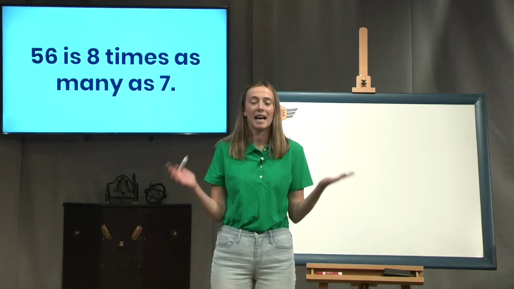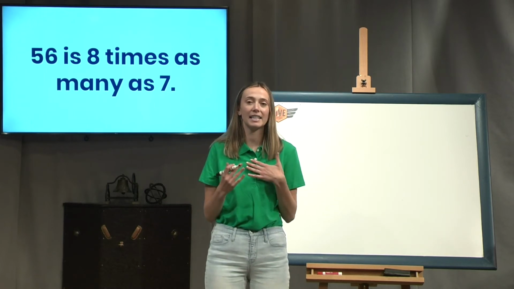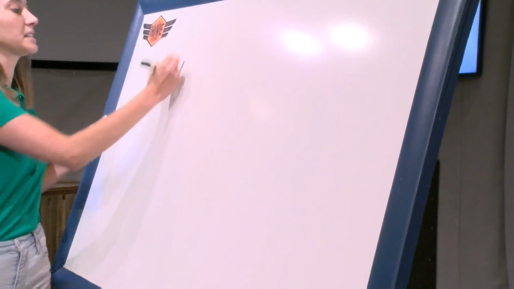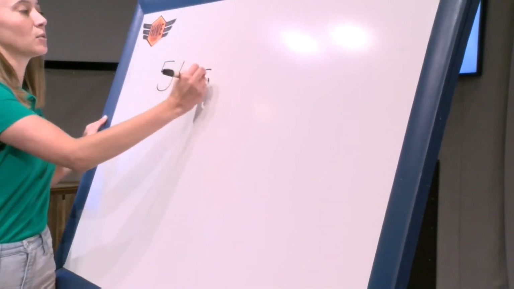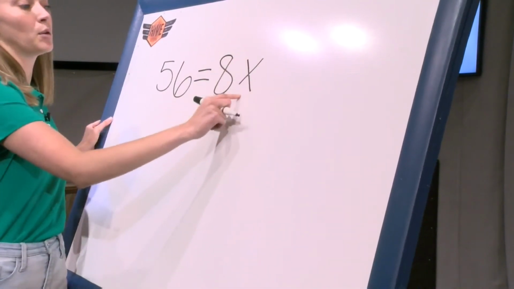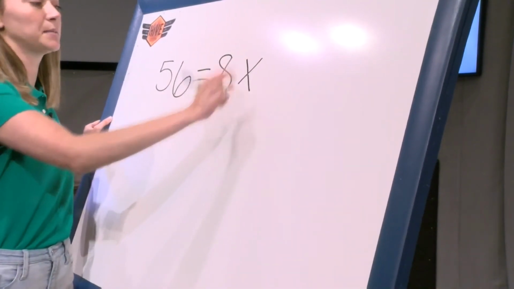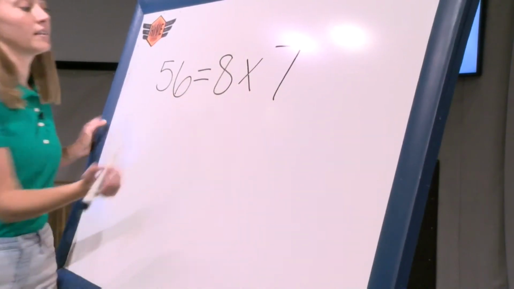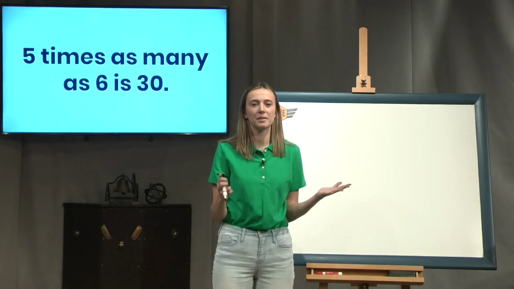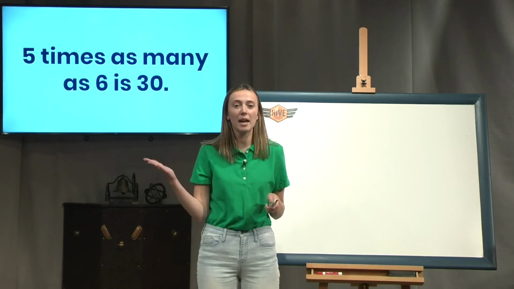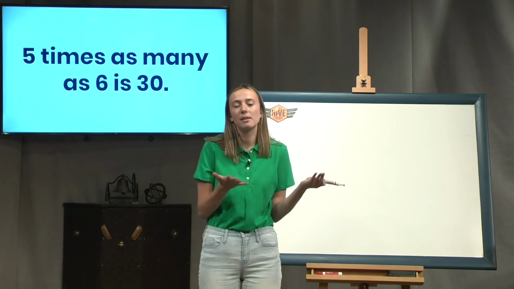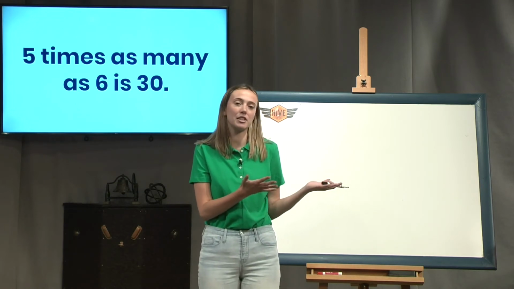All right, time's up. This is what I did for the problem. So I did 56 is, I did an equal sign, 8 times as many as, I did a multiplication sign for times as many as 7. 56 equals 8 times 7. If you got it, awesome job. If you didn't, that's okay. We still have a few more problems to go through. Listen carefully. Maybe there's someone next to you that does know how to do it and they can help you out.